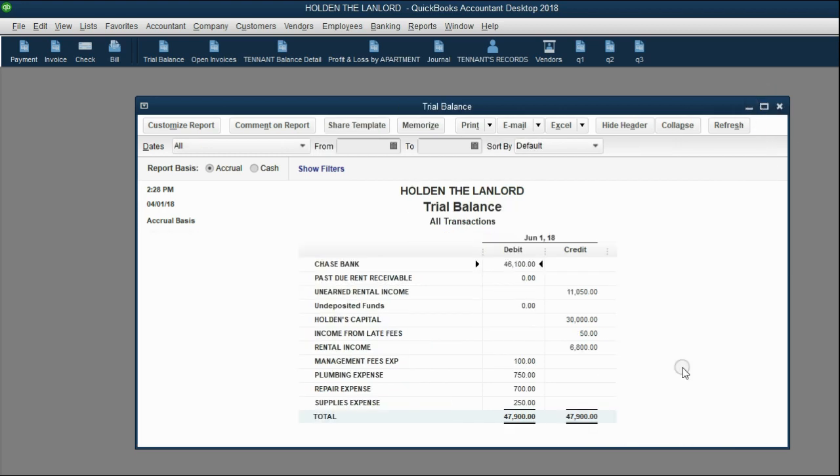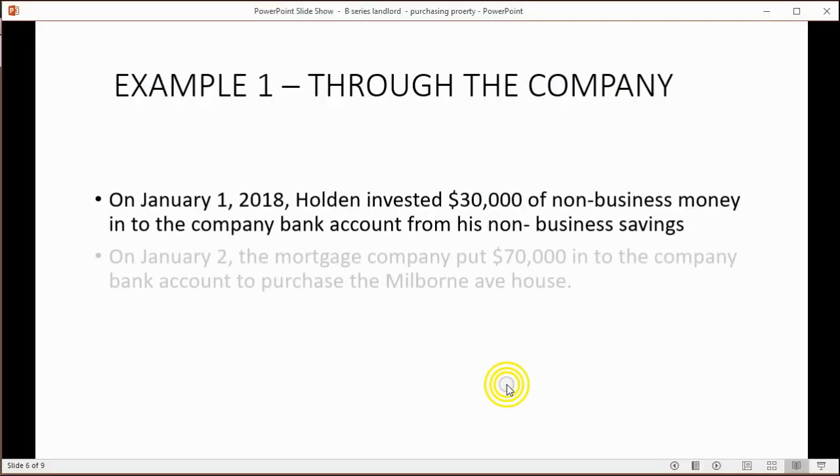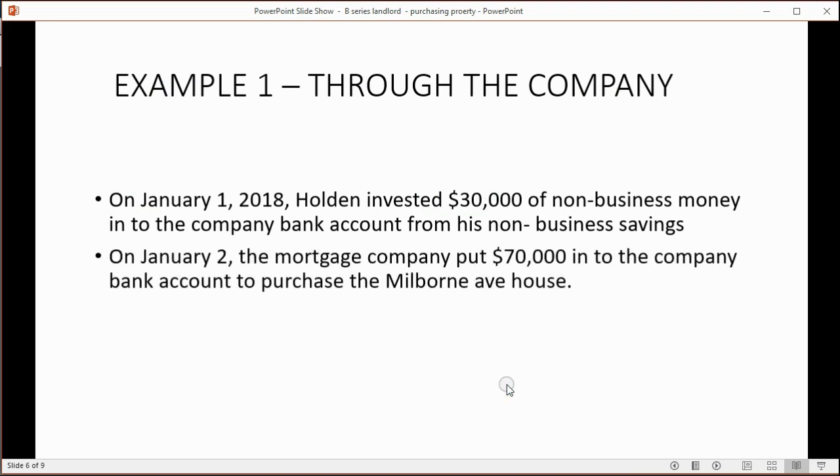Now, the next part of the little story is when the mortgage company puts $70,000 from the mortgage that the company is borrowing, and before they physically hand it to the old owner to buy the house, that mortgage that they borrow goes into the company bank account while they wait to give it to the old owner to buy the house. And that's a $70,000 mortgage.